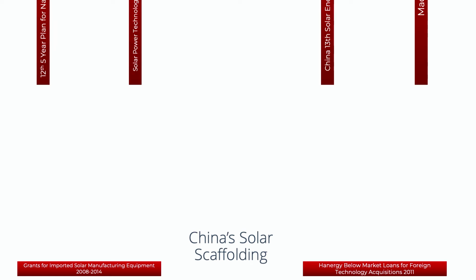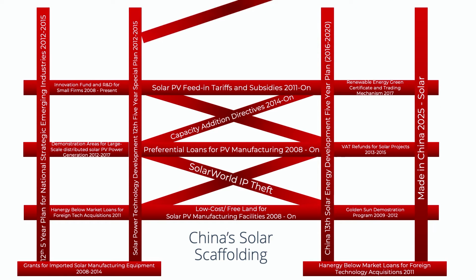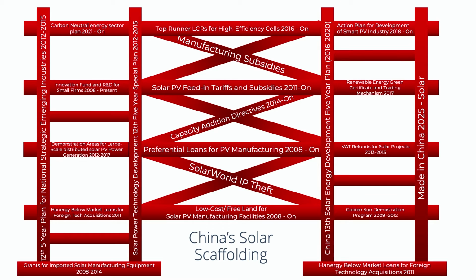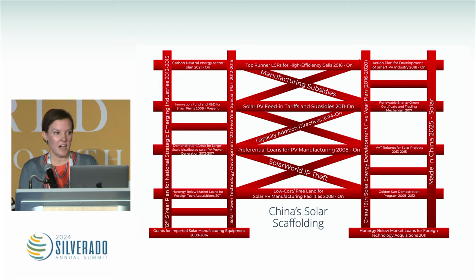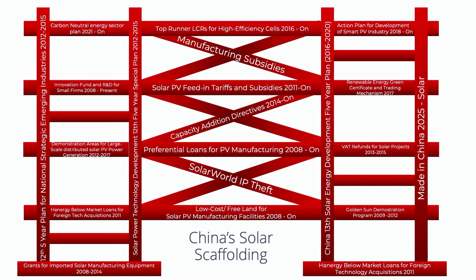China has its own solar scaffolding. It's extremely well developed. Those include things like government-sanctioned IP theft, manufacturing subsidies, feed-in tariffs that are below market and below other energy sources, free land, free energy, and grants for the importation of solar manufacturing equipment. That was a very serious early move that China made.